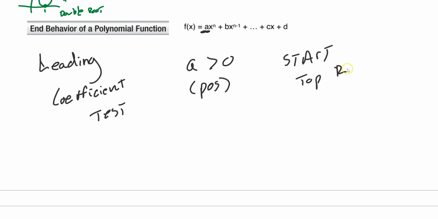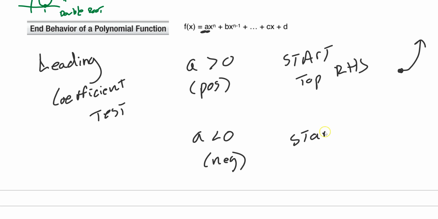So we're starting on the right hand side. So it's going to look like this. Right, when we start on the top, we're going to start on the right hand side always. If that leading coefficient is negative, we're going to start on the bottom right. Bottom right. Just like this. So you can tell right away if that function is negative or positive.